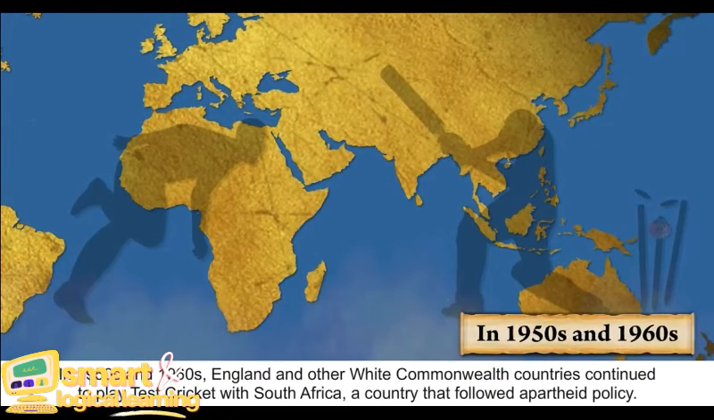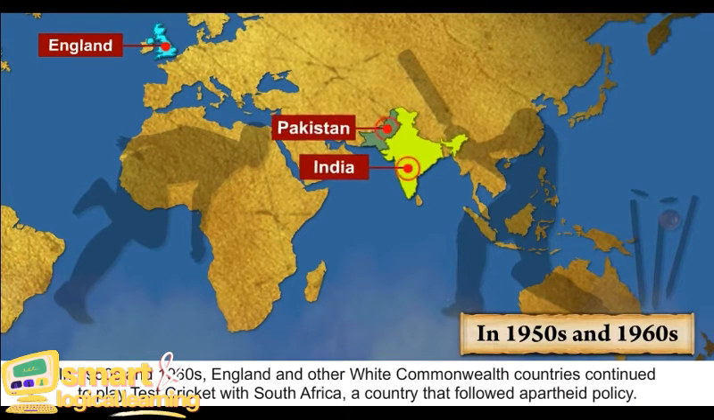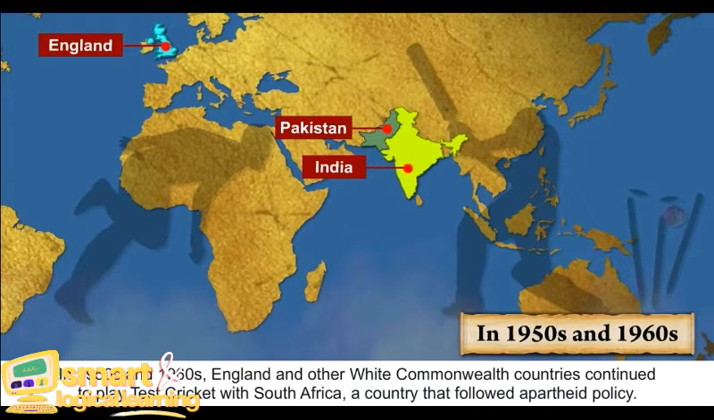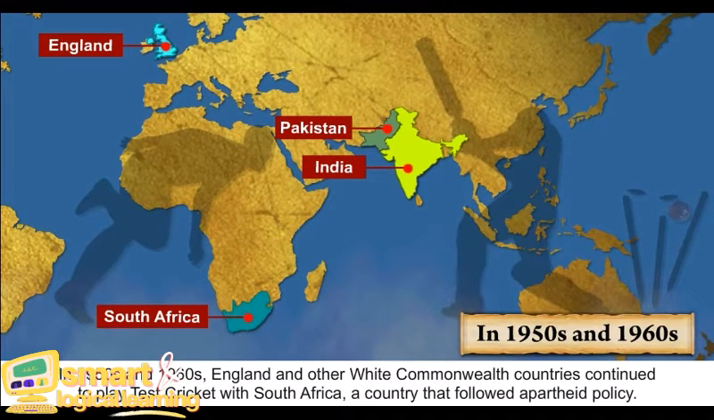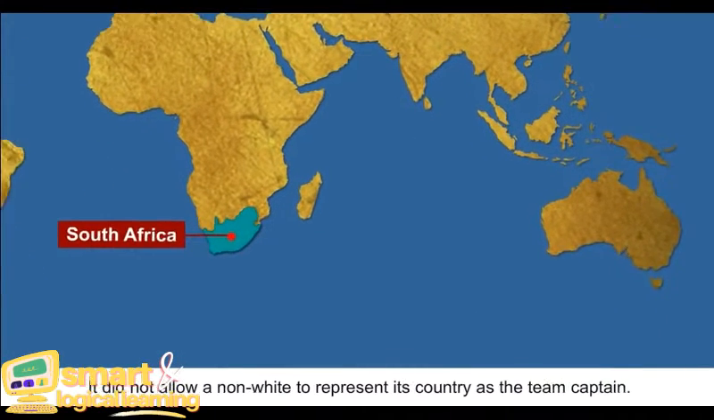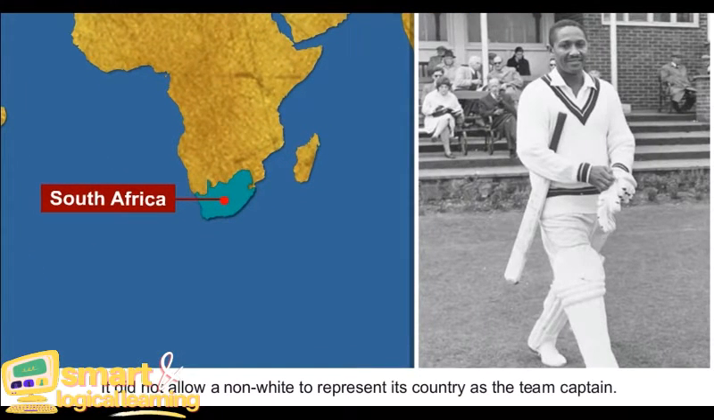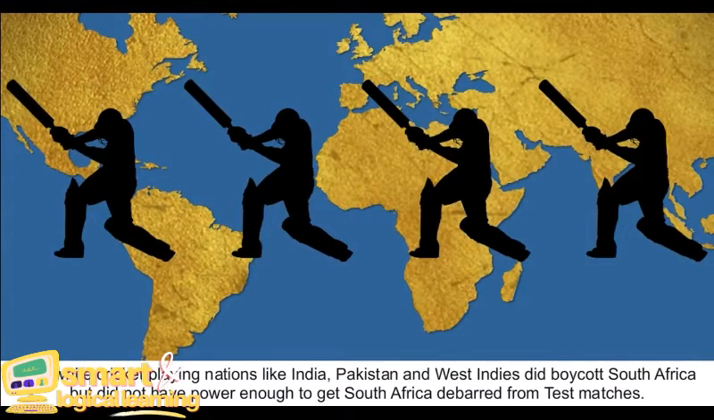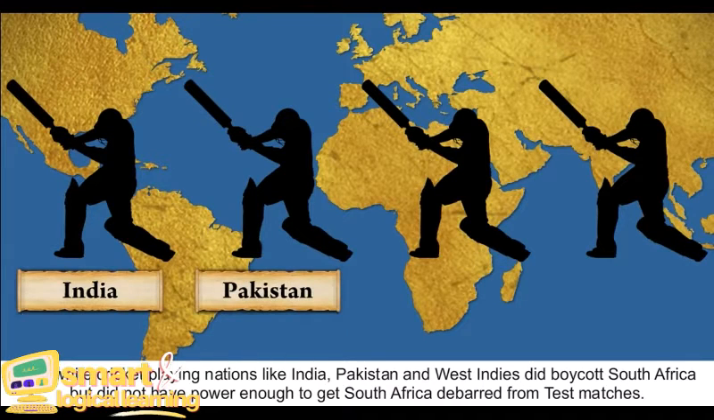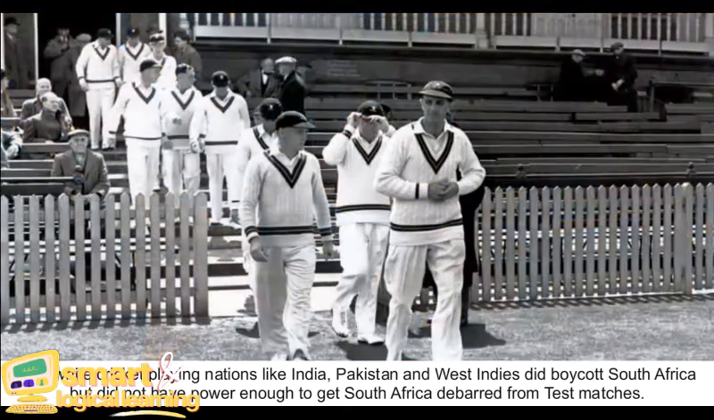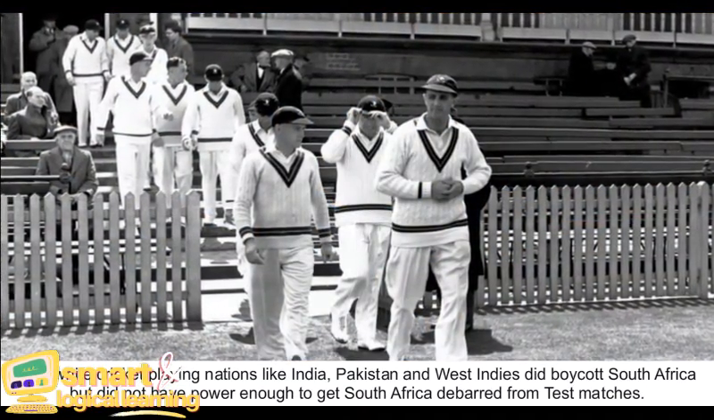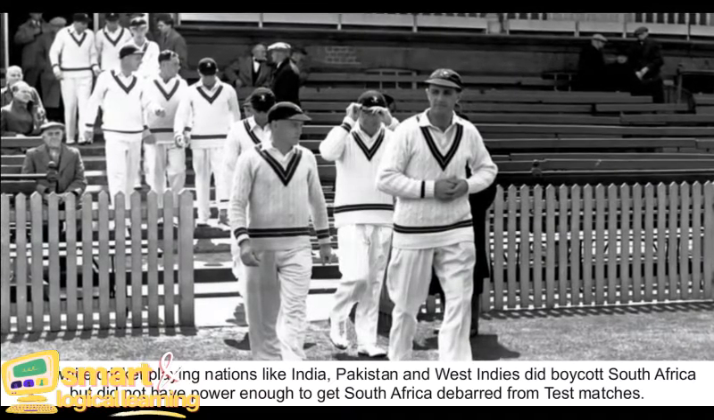In 1950s and 1960s, England and other white Commonwealth countries continued to play Test cricket with South Africa, a country that followed apartheid policy. It did not allow a non-white to represent its country as the team captain. Non-white cricket-playing nations like India, Pakistan, and West Indies did boycott South Africa but did not have power enough to get South Africa debarred from Test matches.